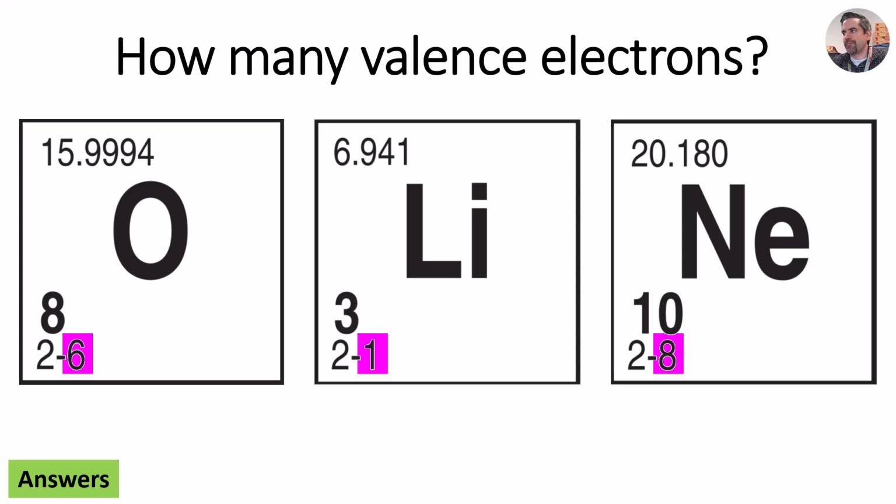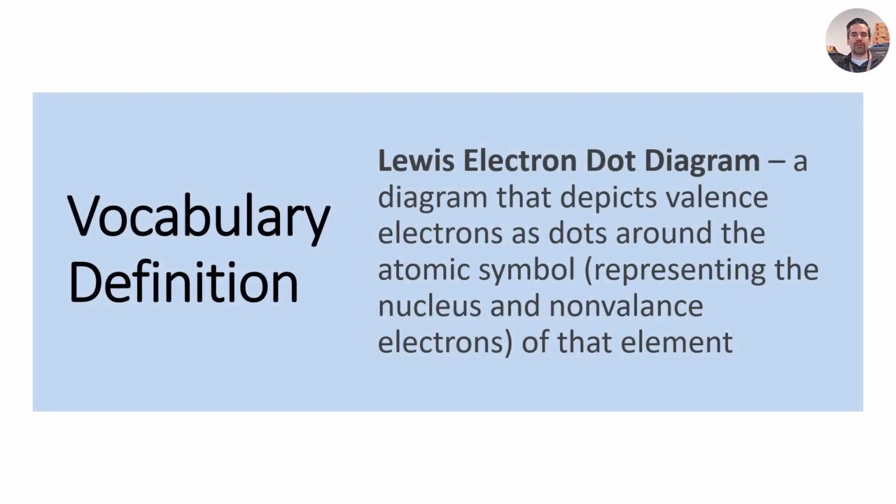Okay, so Lewis dot diagram. This is a diagram that depicts the valence electrons only as dots around the atomic symbol that represents the nucleus and the non-valence electrons. We know those are there, but we're not going to draw them out. We're just going to use the symbol.